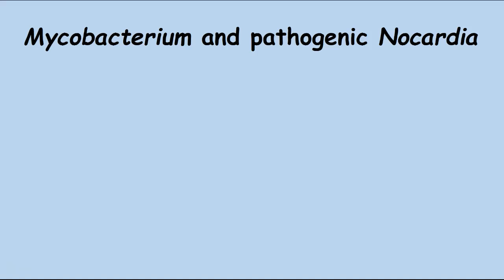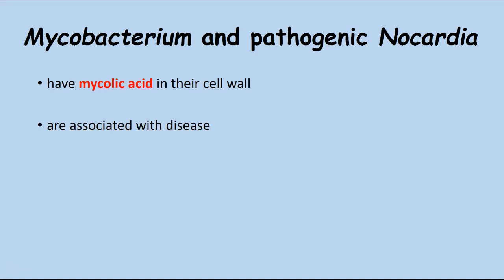The third type of cell envelope that's going to be discussed in this video is known as the acid-fast cell envelope. The reason why they are acid-fast is because they contain the molecule called mycolic acid in their cell wall. The relevance of identifying acid-fast bacteria is because all the bacteria that have an acid-fast cell wall are associated with disease. That means that they cause infection.